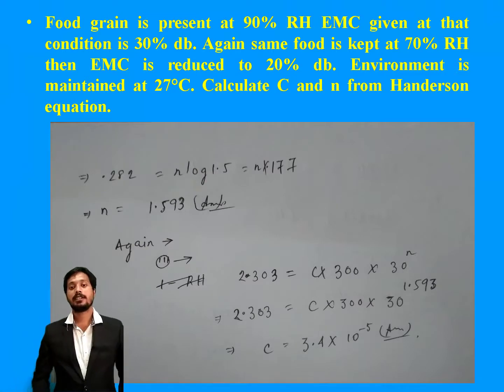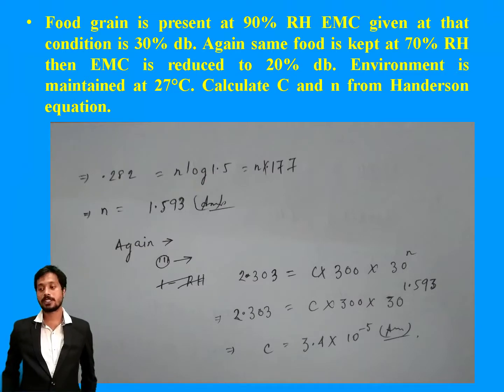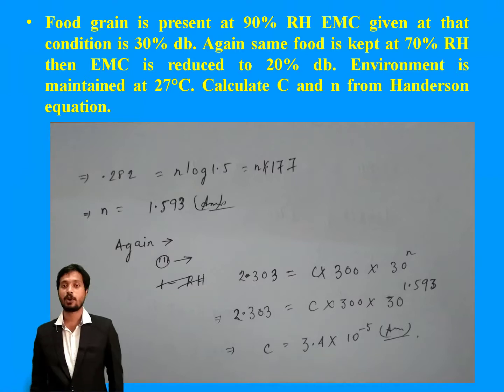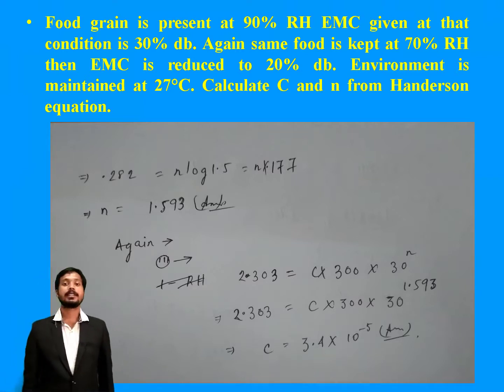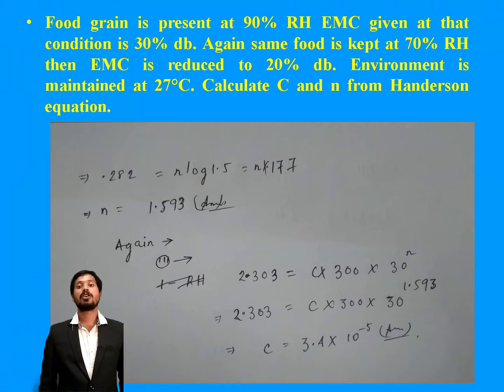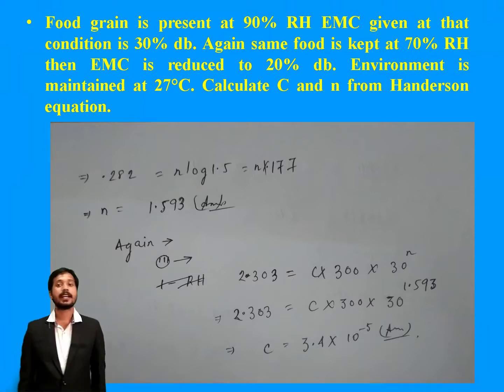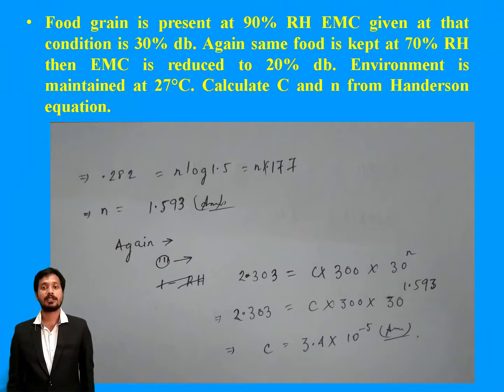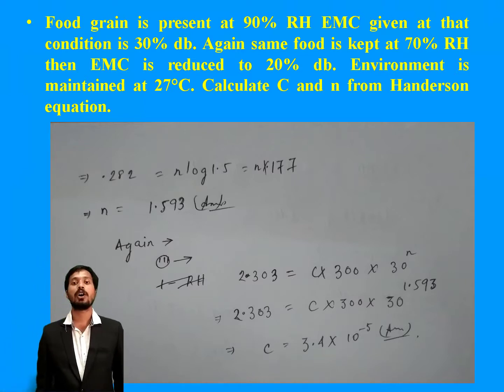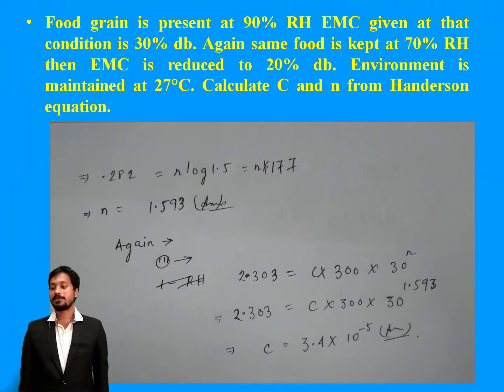Next, again if I take the log of this value, it comes 0.282, and on the right hand side log of 1.5 power n, so n we can write on the left hand side, n into log of 1.5. So from there we can calculate the value of n is 1.593.